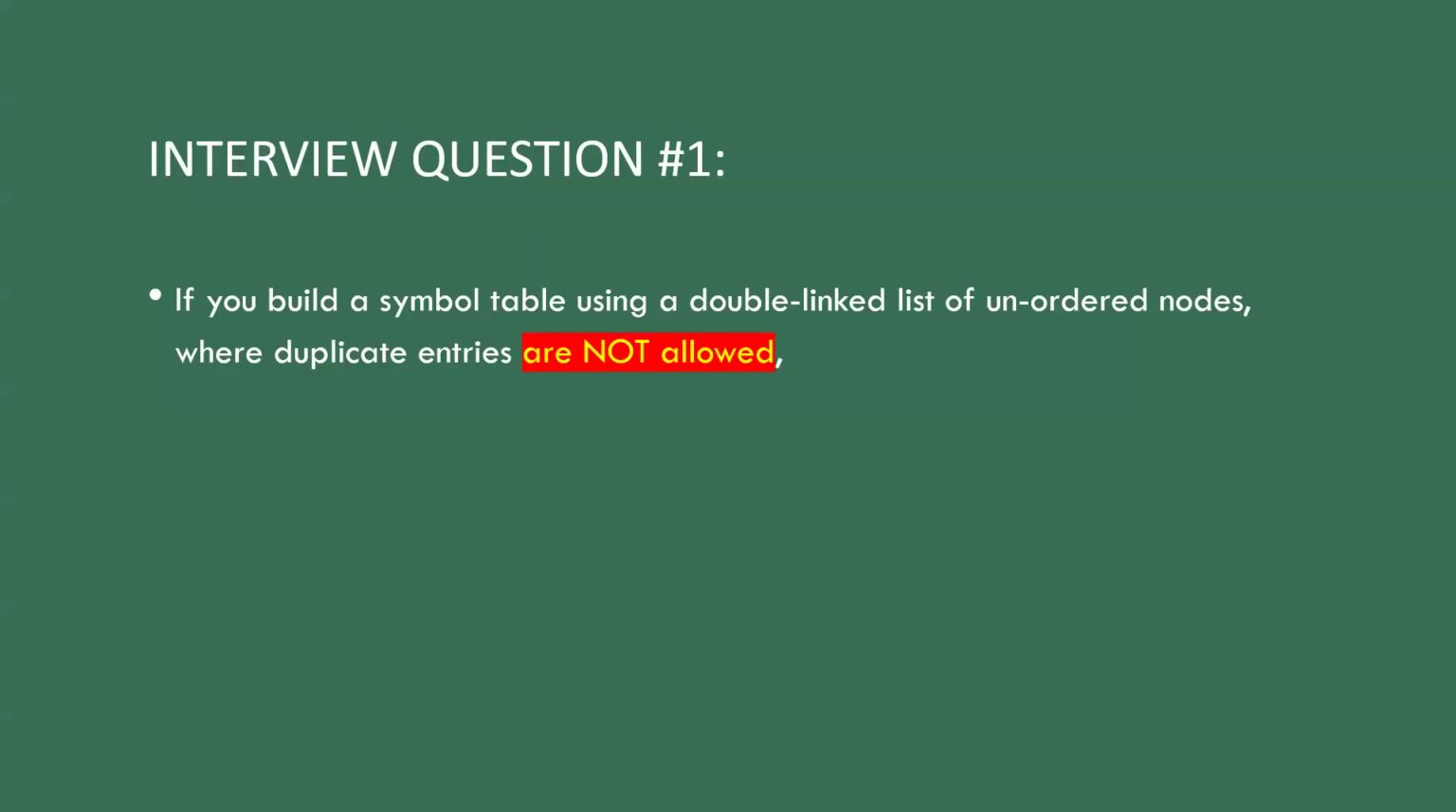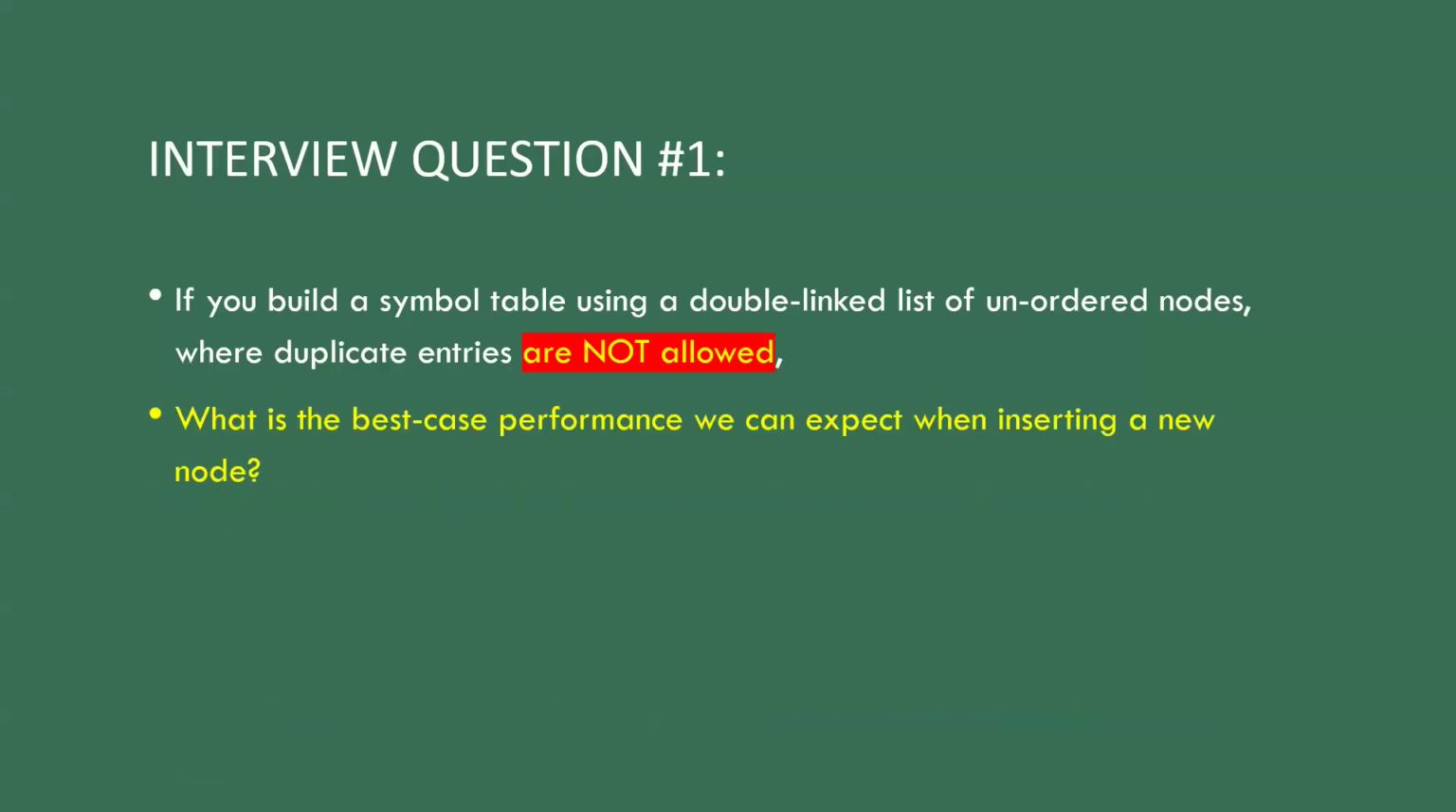If you build a symbol table using a doubly linked list of unordered nodes where duplicate entries are not allowed, what is the best case performance we can expect when inserting a new node? Kind of just saw that, right? The best case performance is going to be n, right? We got to kind of look all the way to the end before we can insert anything.